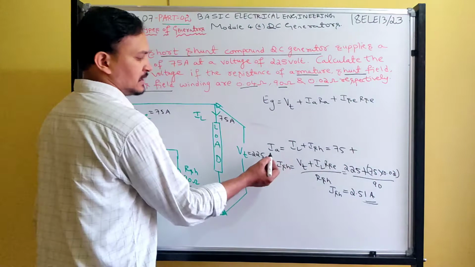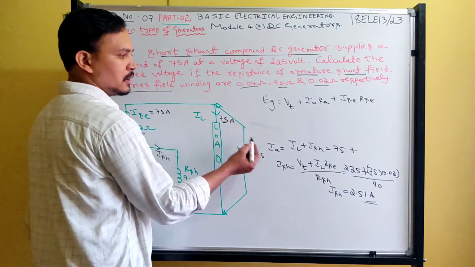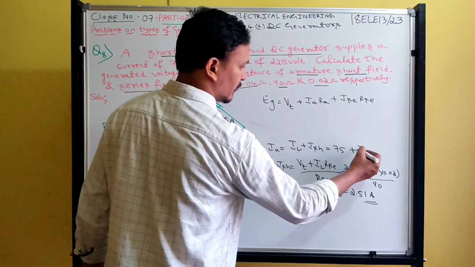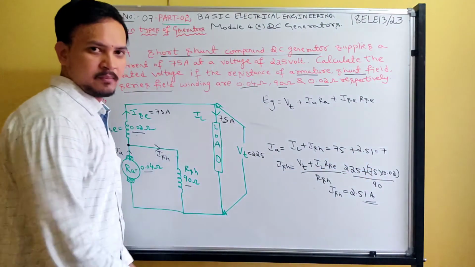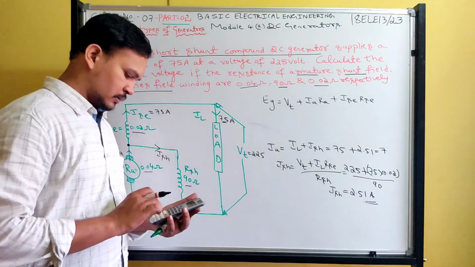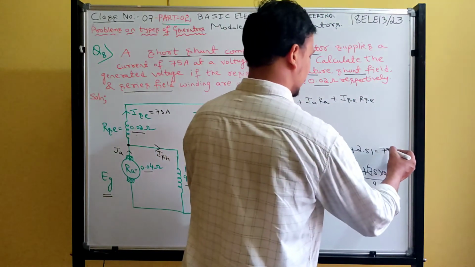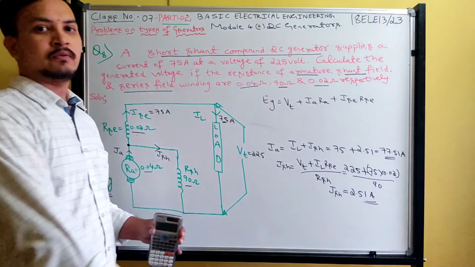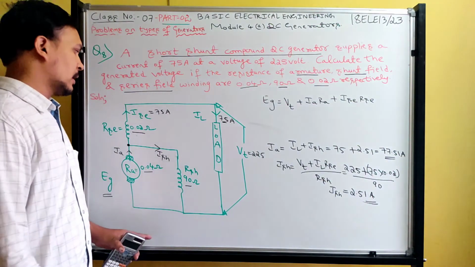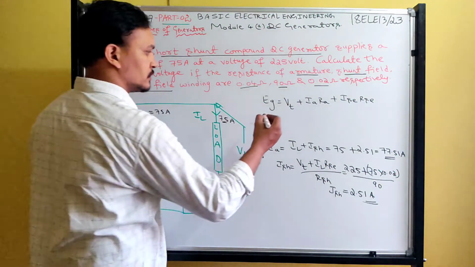Now add it here. What is Ia? IL plus ISH. IL is 75 ampere and ISH is 2.51. Adding this, you will get 77.51 ampere. That is the value of the armature current. And what about the series field current? 75 only. So now substitute here.